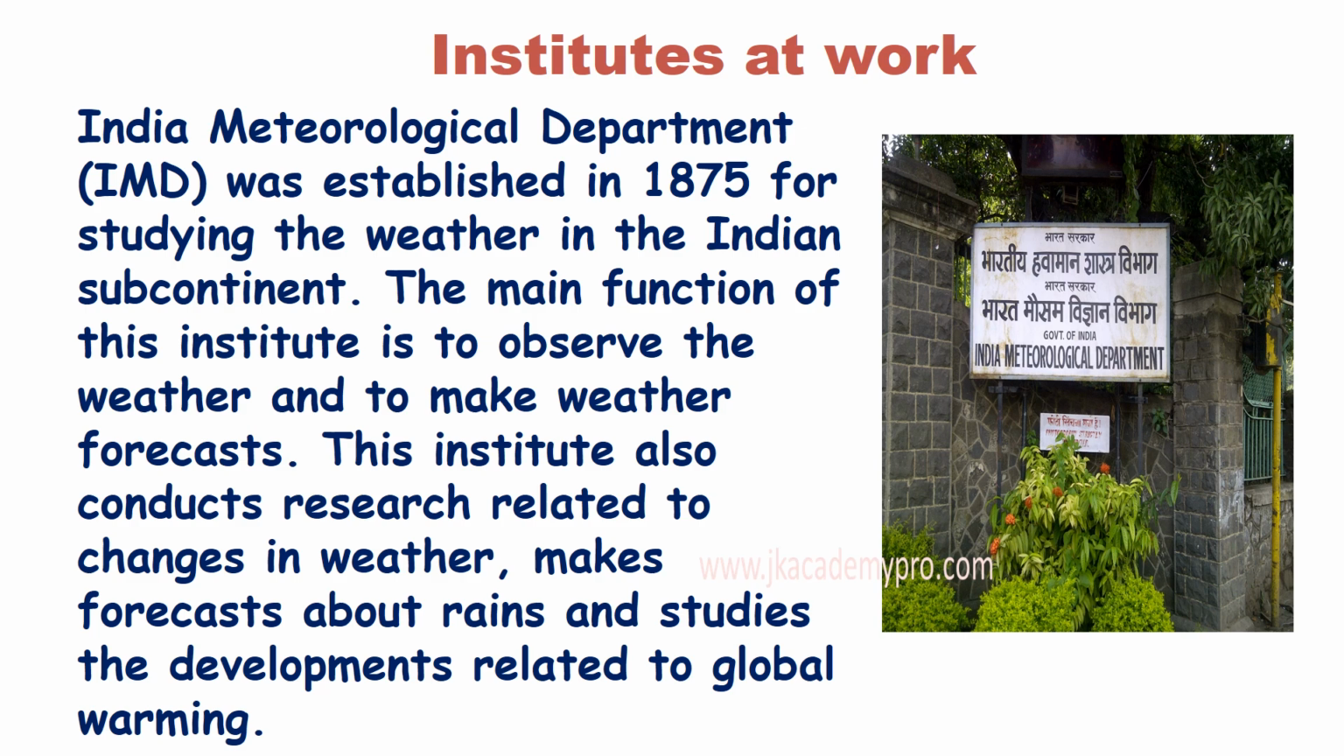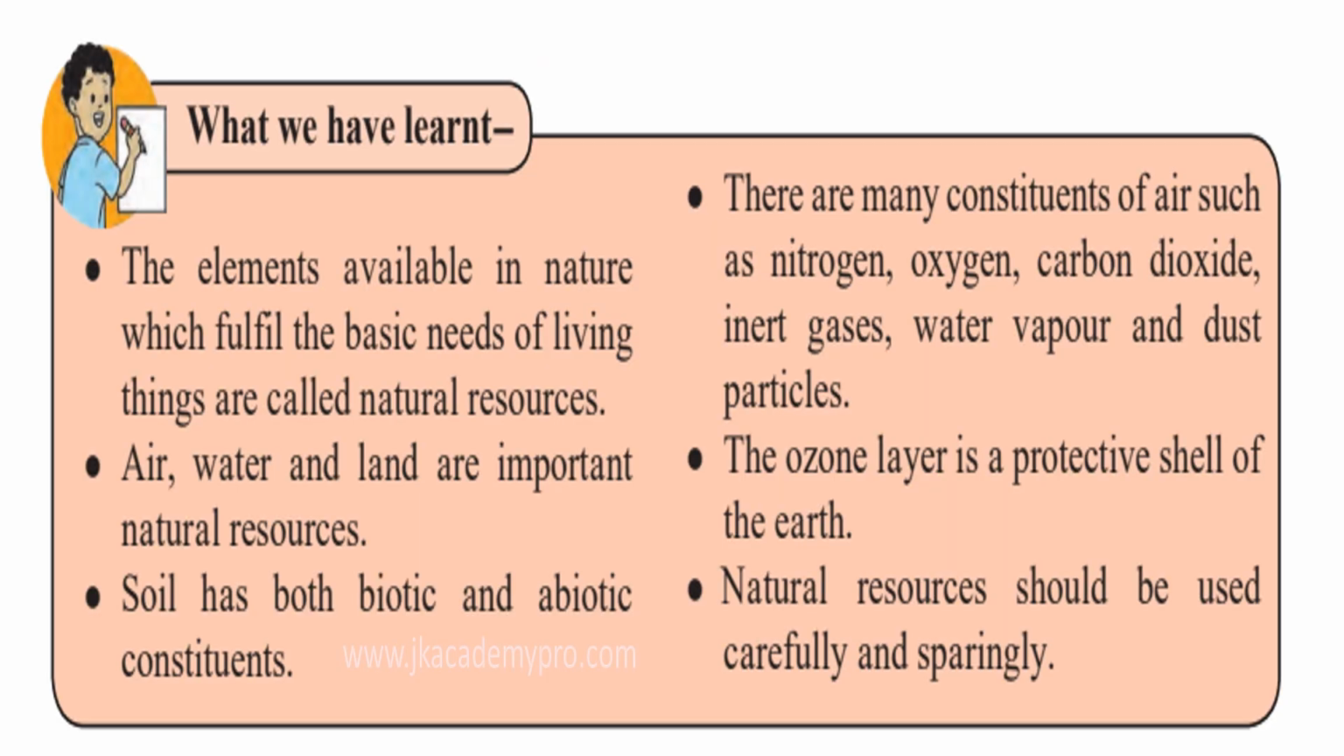Institutes at work. The Indian Meteorological Department was established in 1875 for studying the weather in the Indian subcontinent. The main function of this is to observe the weather and to make the weather forecast, that is, to predict the weather. What could be the weather tomorrow? Whether it will be hot, whether it will rain, or whether it will be windy. Now, this institute also conducts research related to changes in the weather, makes forecasts about rain, and studies the development related to global warming. Hope you have understood the lesson, children.